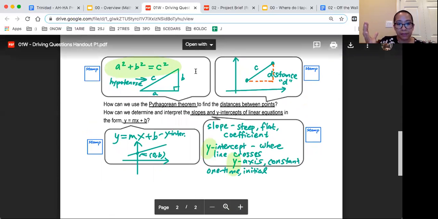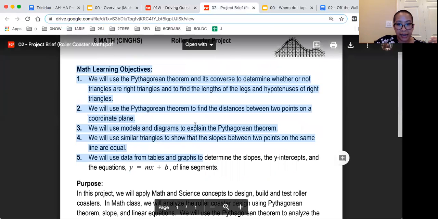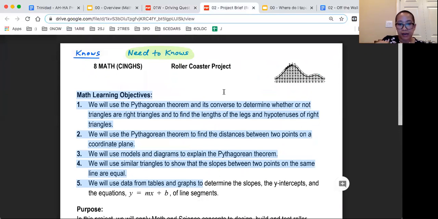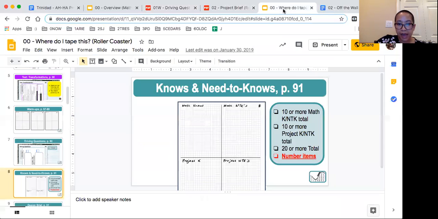After we've had that big picture look at what they're up for in the project, they get a handout of the project brief, which is a little more detailed, and they're instructed to underline their knows and highlight their need to knows. So I give them time to do that with their teams. And along with that, in their notebooks, they divide up a page into 4 boxes.